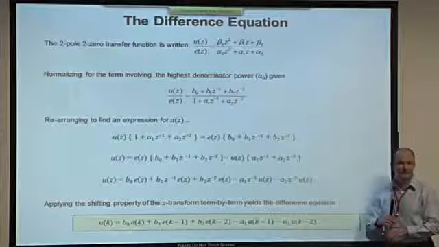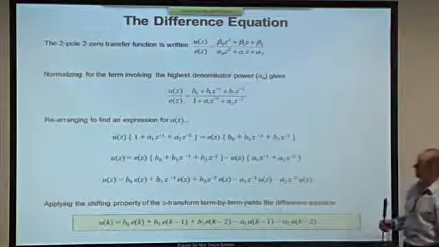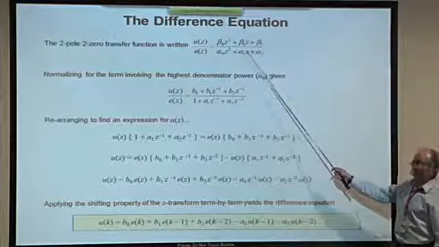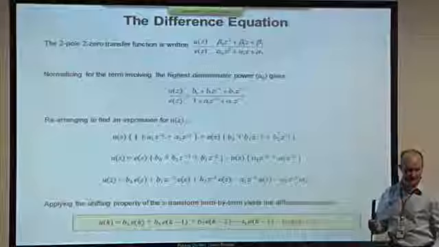And that's how we do it. It's a two-pole, two-zero controller. Of course, there are three-pole, three-zero controllers and so on. The design task is to work out what these alphas and betas are, which is where we're going with this.